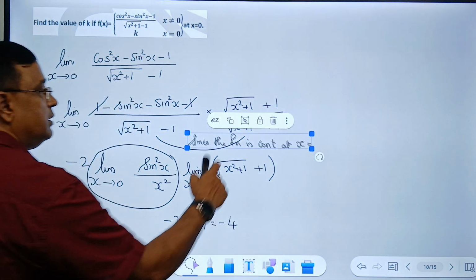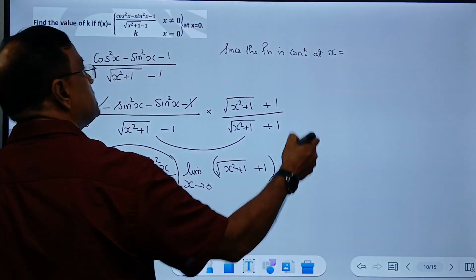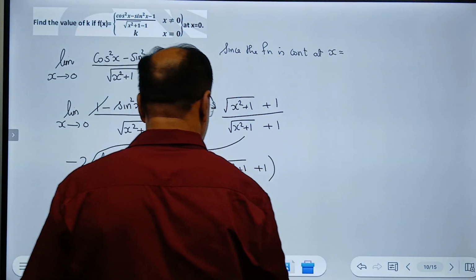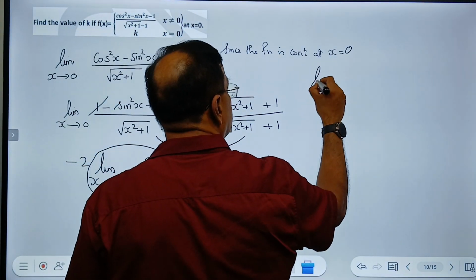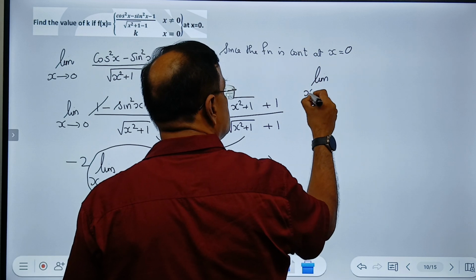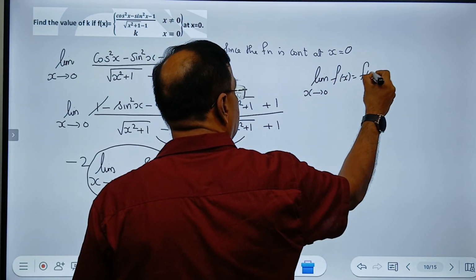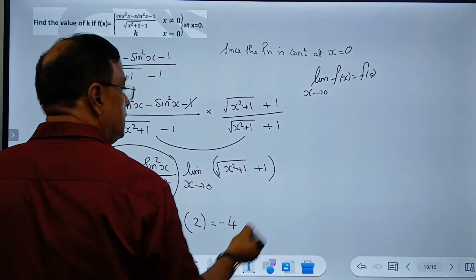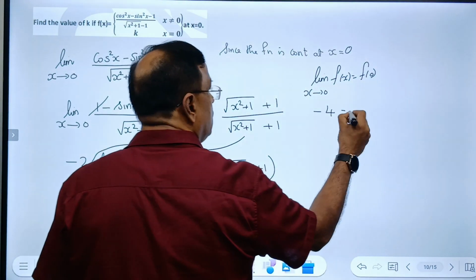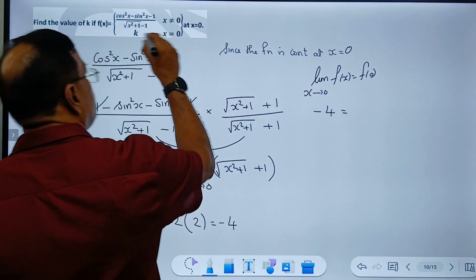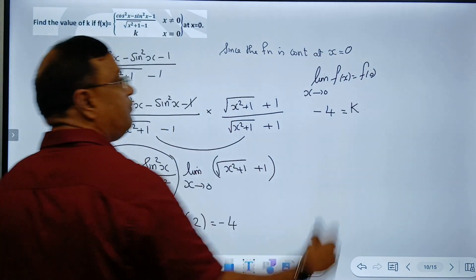Then what do you write? Since the function is continuous at x is equal to 0, limit x approaches 0, f of x is equal to f of 0. So what is my limit? My limit is minus 4. And what is my f of 0? My f of 0 is k. So I have found the value of k.